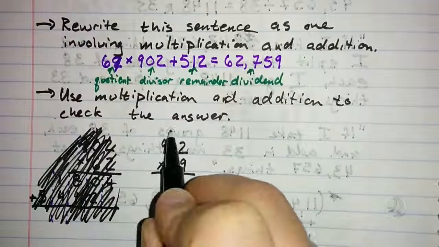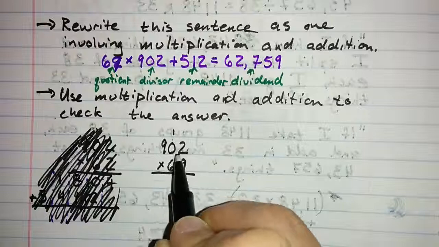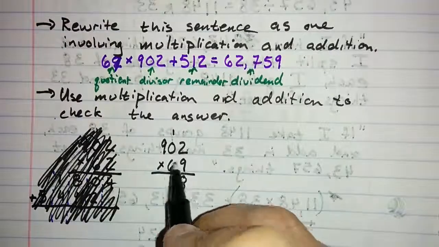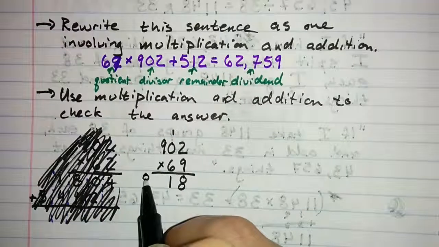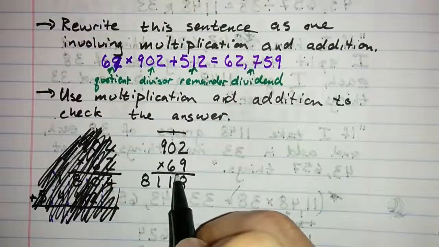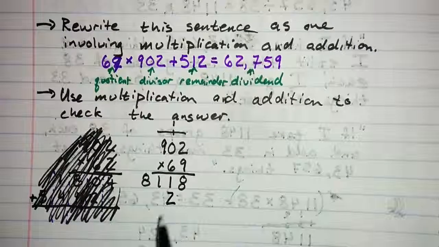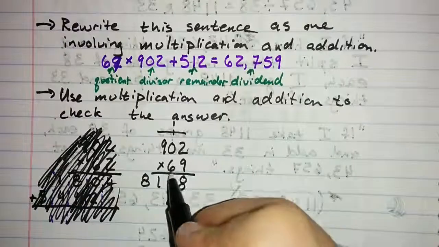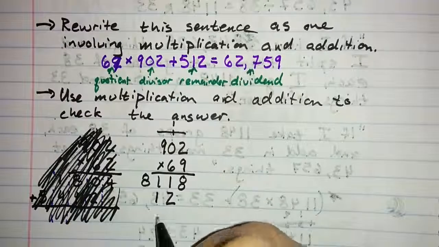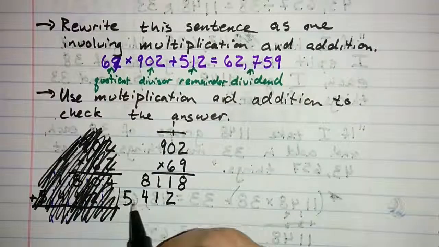So 9 times 2, that's 18. 9 times 0 is 0, plus 1 is 1. 9 times 9 is 81. 6 times 2 is 12. Carry the 1, write down the 2 in the tens place. 6 times 0 is 0, plus 1 is 1. 6 times 9 is 54.